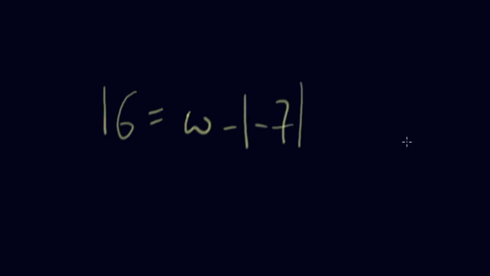So let's say we had this. Let's say you had 16 is equal to W minus the absolute value of negative 7. Okay. Well, you just learned that you must do the absolute value first. So what's the absolute value of negative 7? 7. Was this minus sign inside there? No. So it just stays there. And the W stays there. And this is what you are left with. 16 equals W minus 7. Let's go and add 7 to both sides.